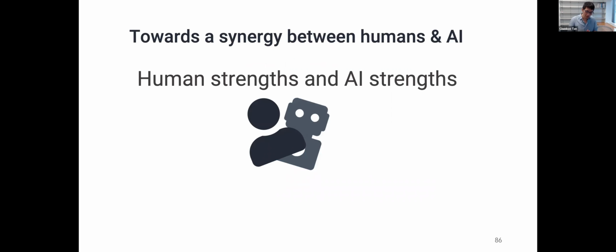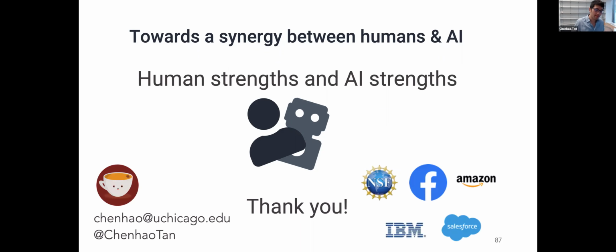With that, I just want to end on a general question that personally I'm still thinking about: what is the best way to combine human strengths and AI strengths, and what exactly are AI strengths and human strengths? And with that, thank you, and I'm happy to take questions.